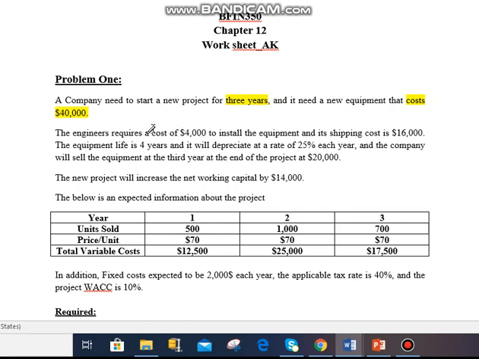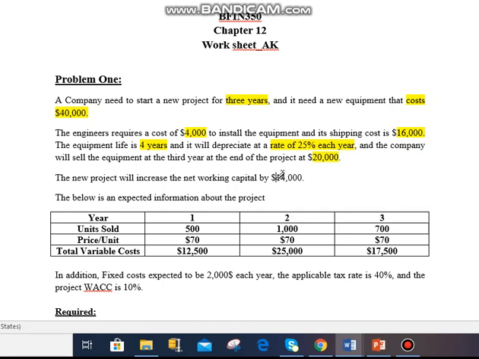And the engineers require a cost of $4,000 to install the equipment. So we have an installation cost of $4,000 and a shipping cost of $16,000. Also, the equipment life is 4 years with a depreciation rate of 25% for each year. And the company will sell the equipment in the 3rd year, since the life of the project is 3 years, for $20,000, which is the salvage value.